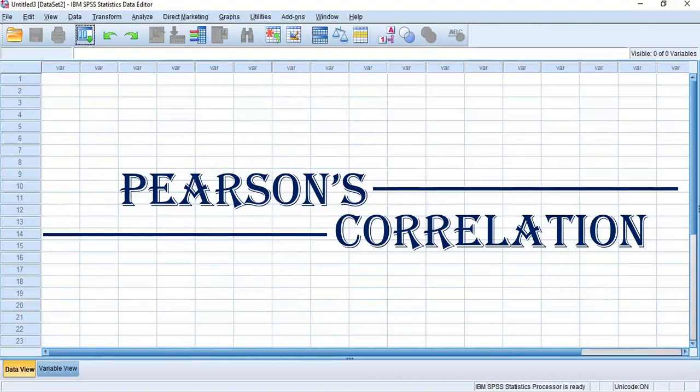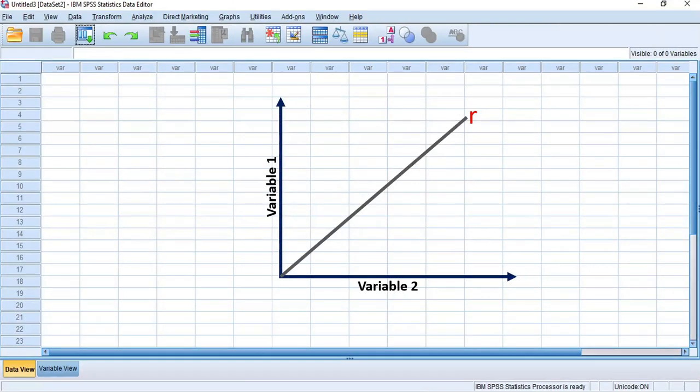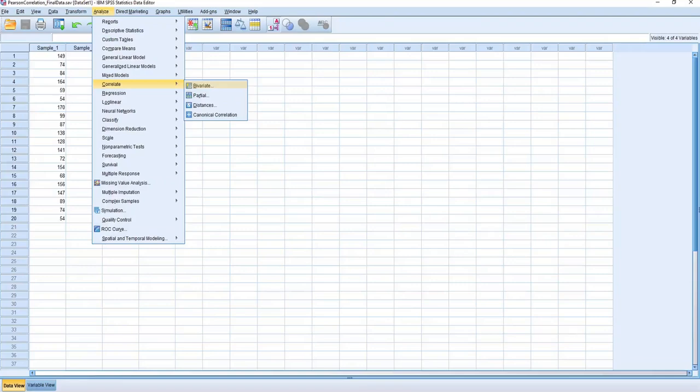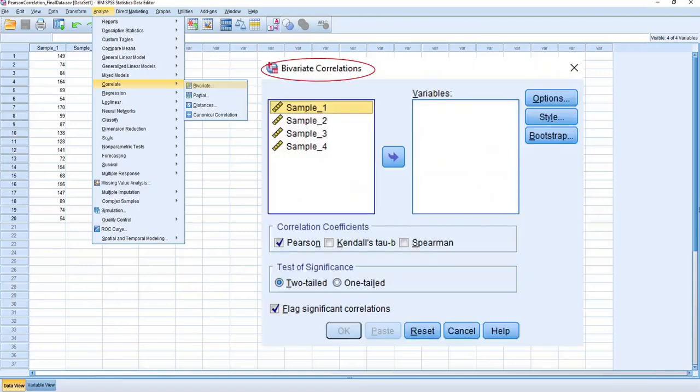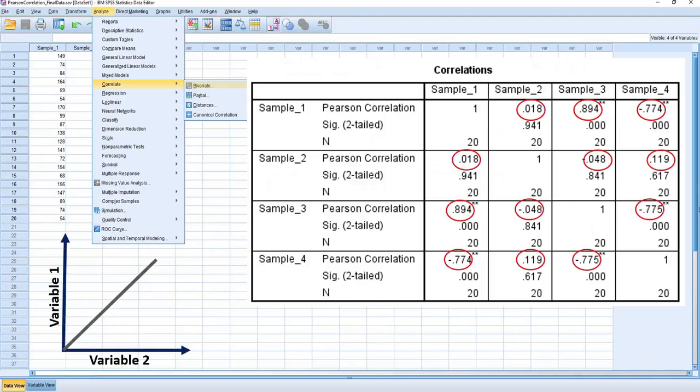Pearson's correlation is a statistical measure of the linear relationship between two continuous variables and is basically denoted by a small letter r. In SPSS, Pearson's correlation analysis is a straightforward bivariate procedure that produces the strength and direction of a linear relationship between continuous variables drawn from a population that is normally distributed.